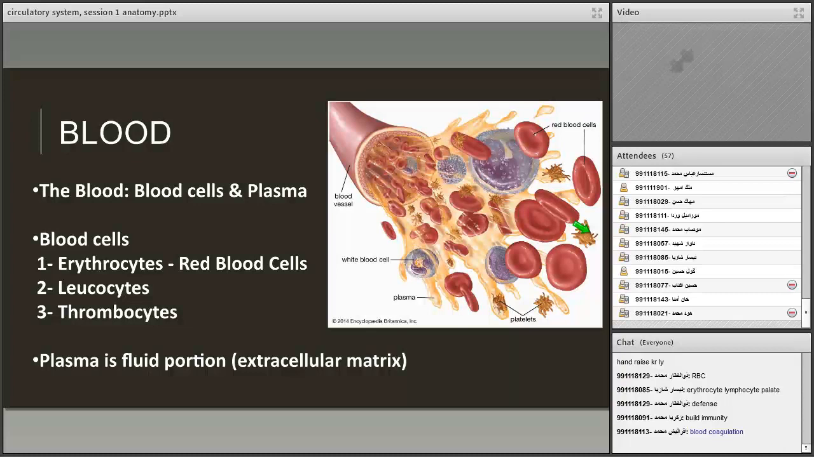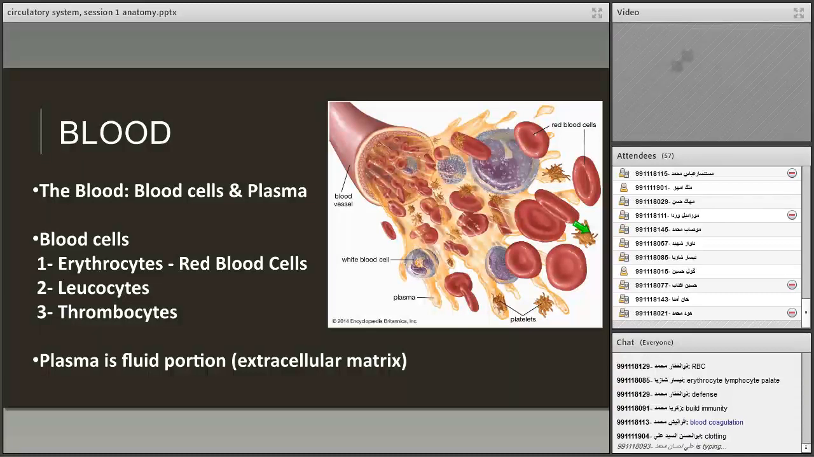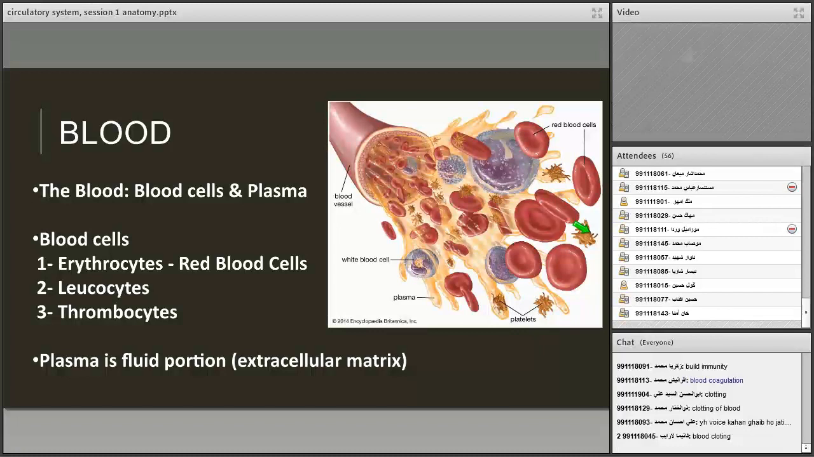The other kind of cells are the thrombocytes, the platelets. The function of these cells is in blood coagulation. If there is a wound in a part of the body or in vessels, these platelet cells will come together and make a clot, so there will be blood coagulation. These are the three kinds of the cells in the blood, and we have talked about their function.